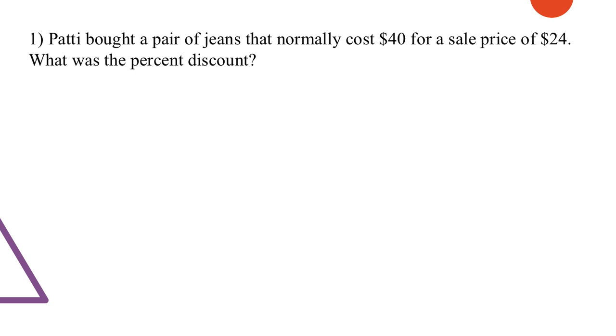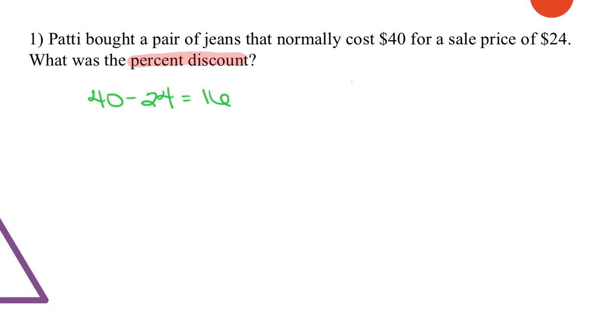Patty bought a pair of jeans that normally cost $40 for a sale price of $24. What was the percent discount? Percent discount is another phrase for percent change, because how did the price change? If it's discounted, it's going to go down. So the first thing we want to do is find how much it changed. We're going to start with our normal cost of $40, subtract the sale price, and what do we get? 16. Okay, so 16 is how much it changed.